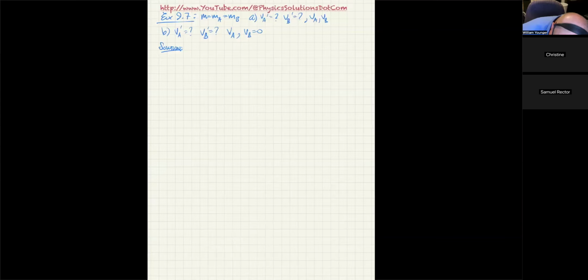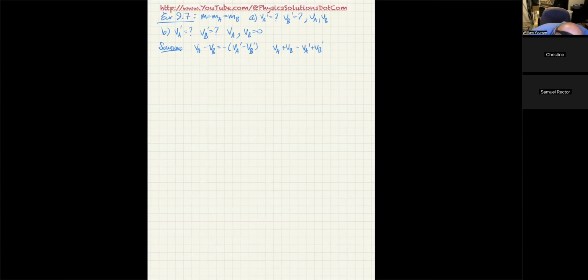Solution. One thing we know is what we just discovered, and that is the difference in velocities before the collision, VA minus VB, is equal to the negative of the difference in velocities after the collision. So it's going to be minus (VA prime minus VB prime). And then, of course, we can still use momentum. Well, in this case, we get rid of all the M's. We're just going to use VA plus VB is equal to VA prime plus VB prime. Notice this is equation one with the mass canceled out. Okay, that's all that is right there.